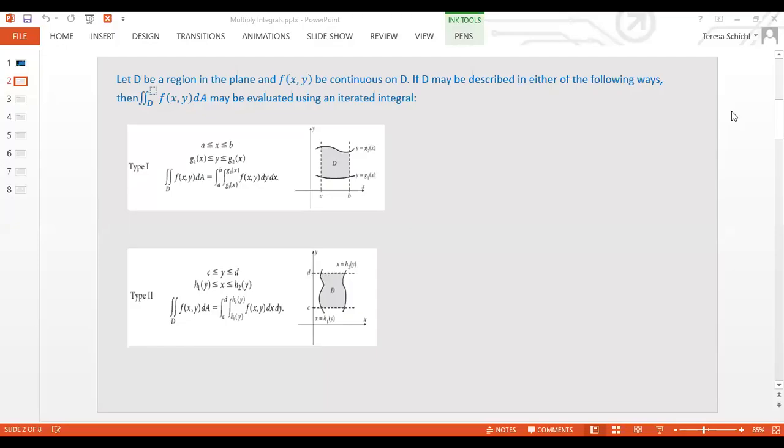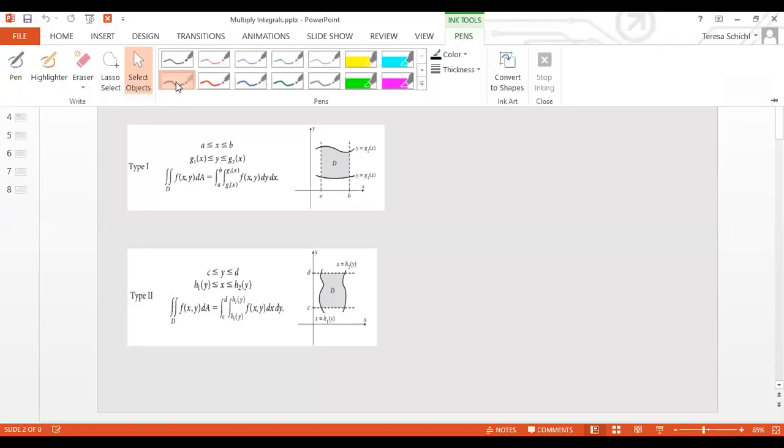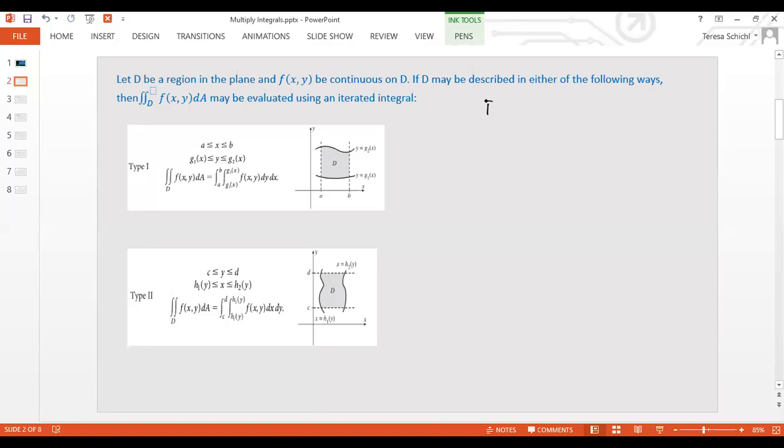Let's refresh our memory of what we did previously. If you take a double integral over rectangular regions, this is x, this is y, so x is from a to b and y is from c to d. Basically you are integrating over this area.